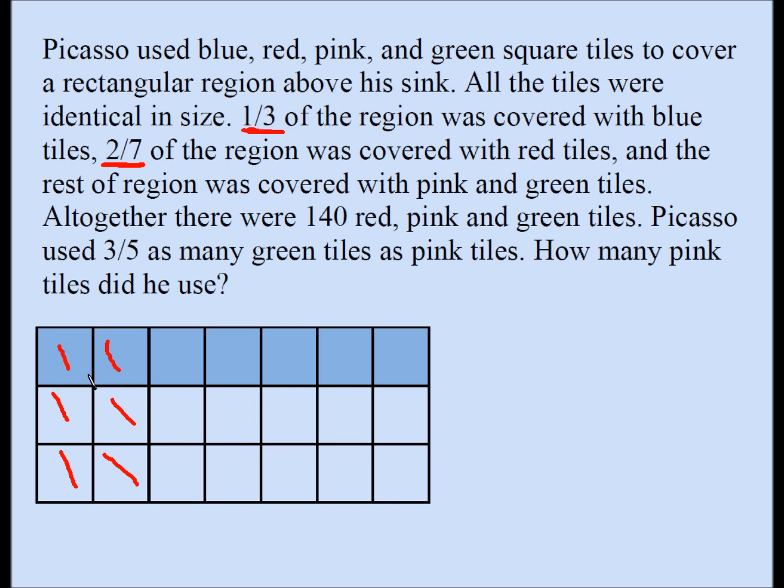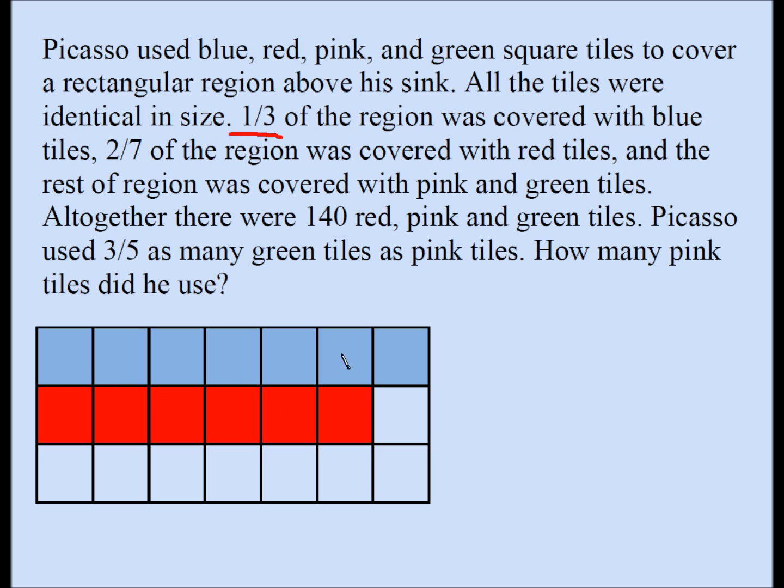However, you can't put two different tiles in the same area. We generally don't do that. So we're going to pretend this is what he has. So basically 6 parts must be red. 1, 2, 3, 4, 5, 6. Note, each square is not one tile. Each square may represent 50 tiles, 60 tiles, 20 tiles. I don't know how many it represents, but all I'm trying to say right now is 1/3 of the region is blue and 2/7 of the region is red.